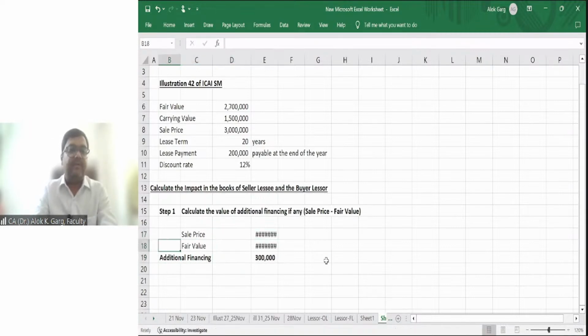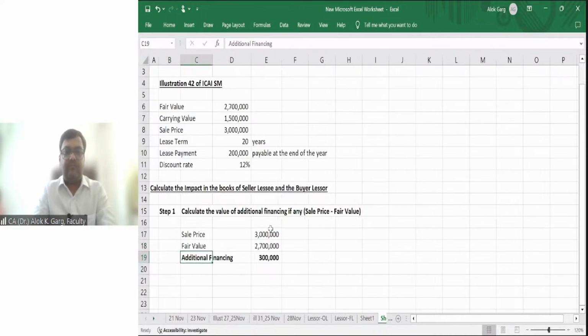Or let me write here. Step one is clear to all of you. This is the additional financing, meaning additional loan which is taken. Sir, what is the accounting entry? We'll discuss. I hope this part is clear to all of you. Out of this bank account of 30 lakh rupees, we will credit liability loan of 3 lakh rupees. This additional financing means loan, right?